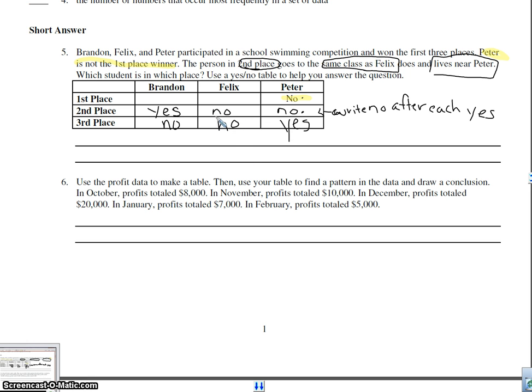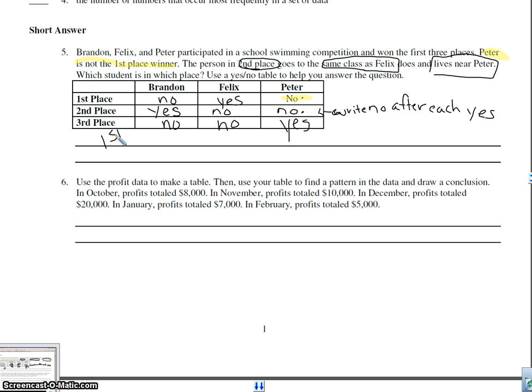Well, then you also see that, oh look, Felix has 2 no's and Brandon already has a yes. So if Brandon won second, he couldn't have won first. And therefore Felix had to have won first. Okay? So this is what's called a logic puzzle. Okay? So which student is in which place?